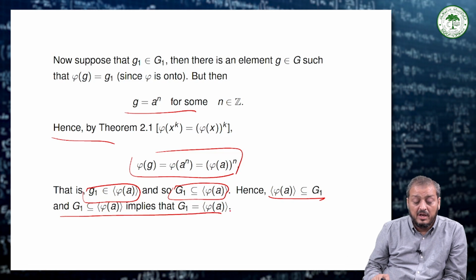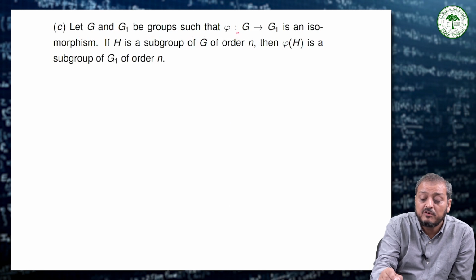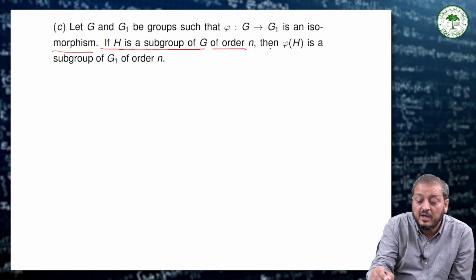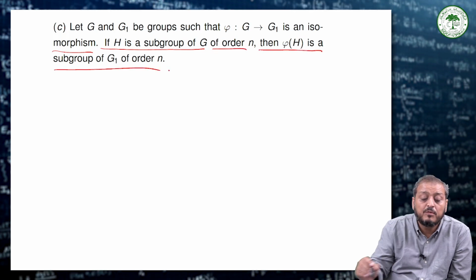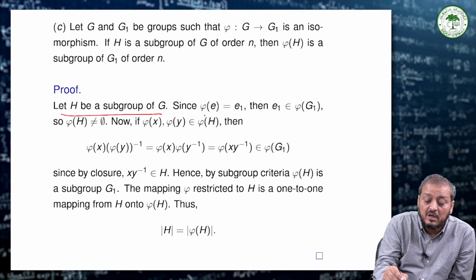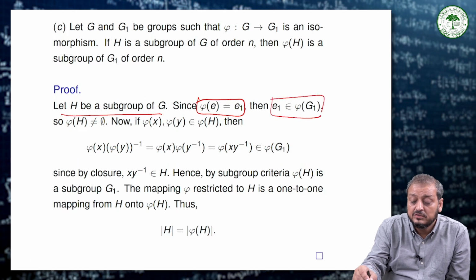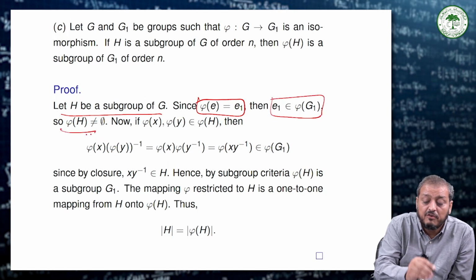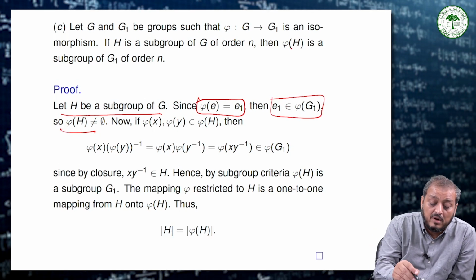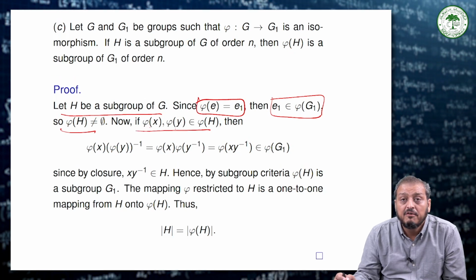Okay, now we have to prove next: if G and G1 are groups such that phi from G to G1 is an isomorphism, and H is a subgroup of G of order n, then phi of H is a subgroup of G1 of order n. Suppose H is a subgroup of G. Then phi of e is equal to e1, and e1 is an element of phi of H, so clearly phi of H is not empty. Now we show that phi of H is a subgroup. So we take phi of x, phi of y as elements of phi of H.